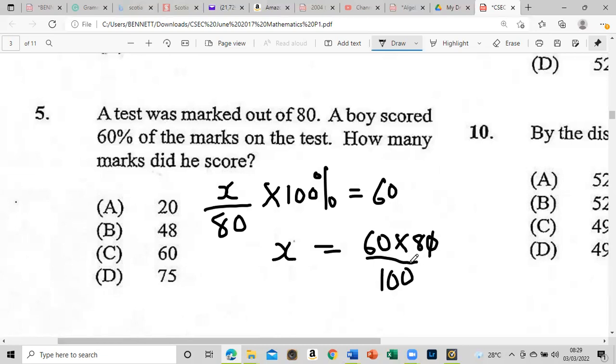So this now, and then this. So 6 times 8 would be 48. So our option would be, alright.